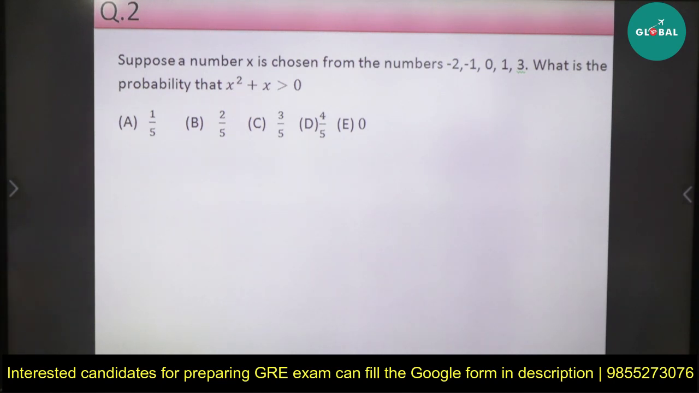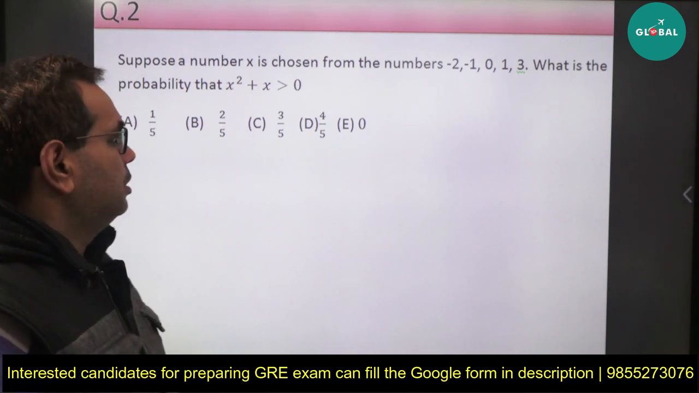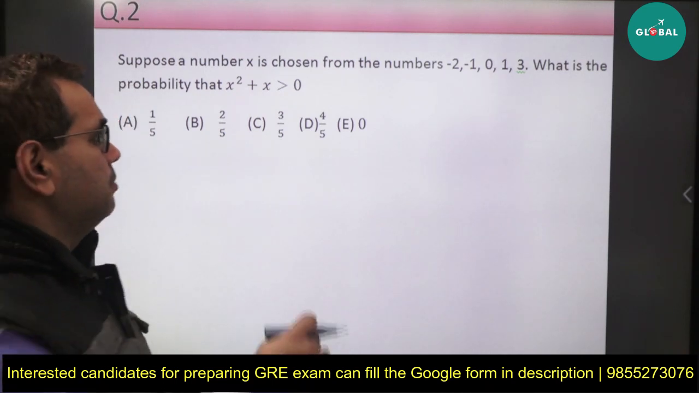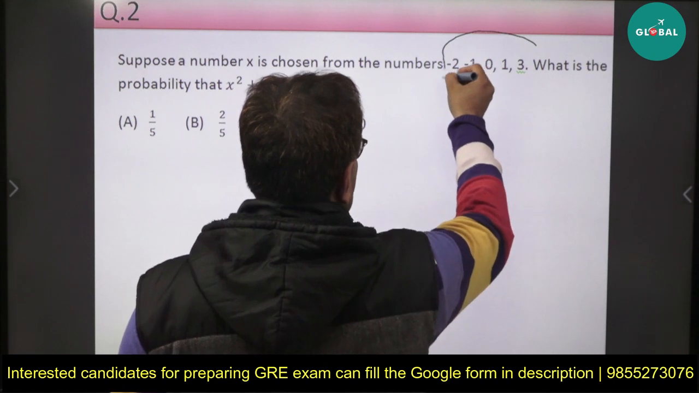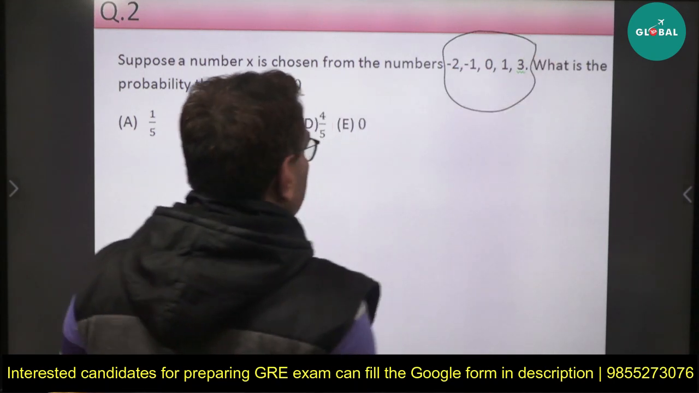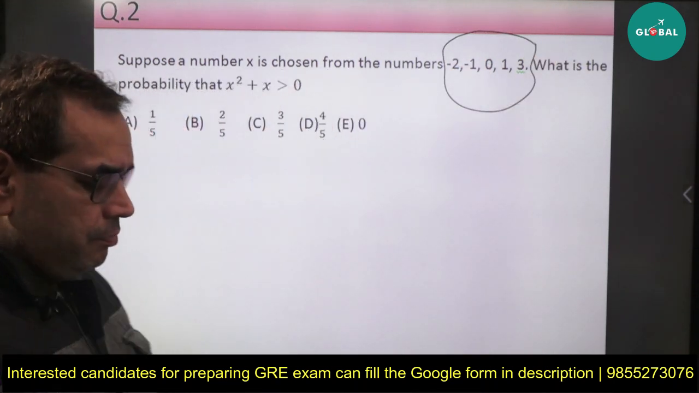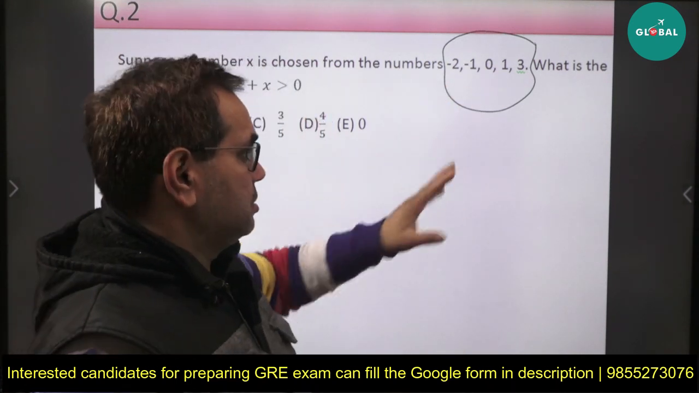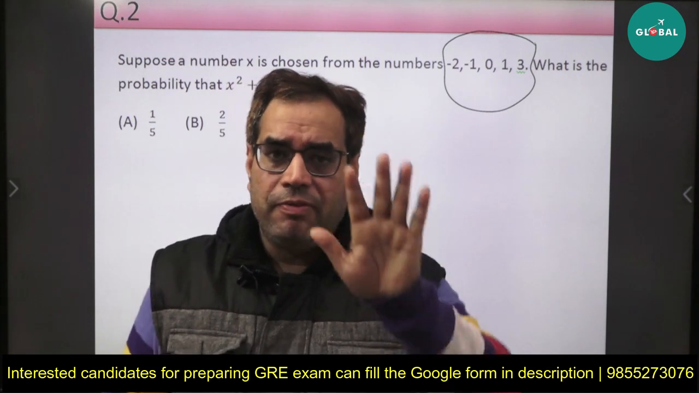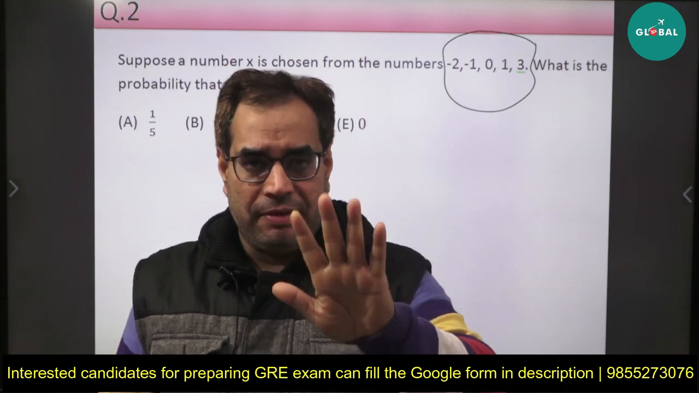Okay, so now let me explain the solution. First of all, we have these numbers: -2, -1, 0, 1, 3, and we have to randomly choose a number. In how many ways can we choose a number? We can pick any number. There are 5 numbers, so this can be done in 5 ways. Total number of ways is 5.